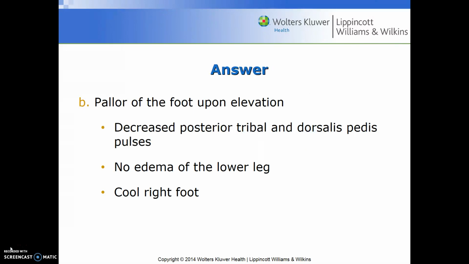You would anticipate finding decreased posterior tibial and dorsalis pedis pulses, no edema of the lower leg, and actually the right foot would be cool. The other thing I would say is if we're comparing ulceration, I typically find that arterial ulcers are very painful and venous ulcers are not.